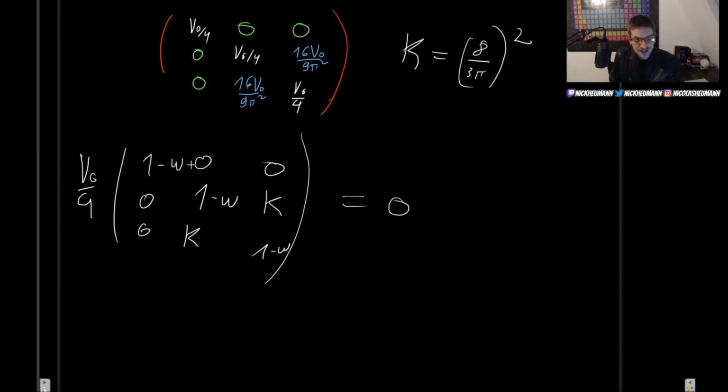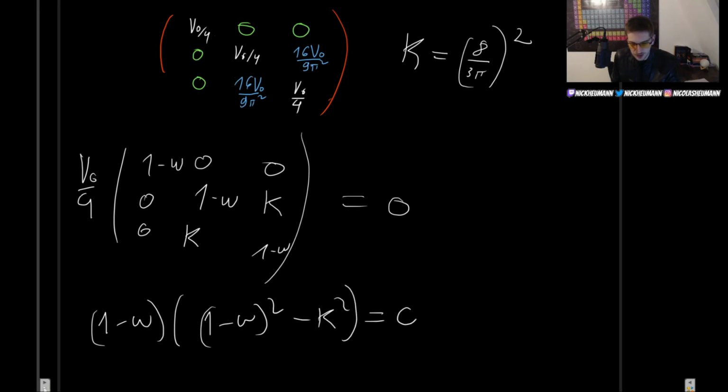So our characteristic equation would be the determinant of this. So that would be (1 - w) factor of (1 - w)^2 - k^2, right? This is just going back to linear algebra. So here we can immediately see a solution, which is w1 = 1, which is when this part right here is 0.